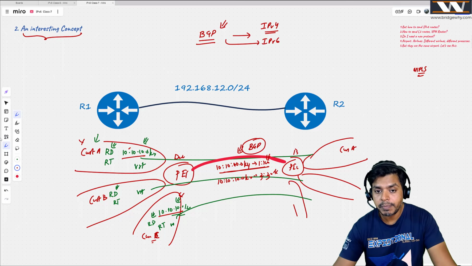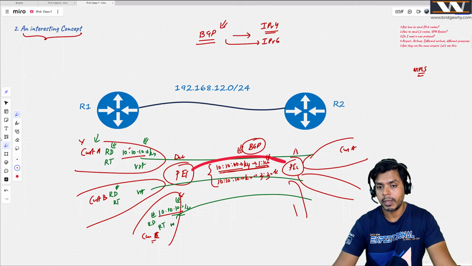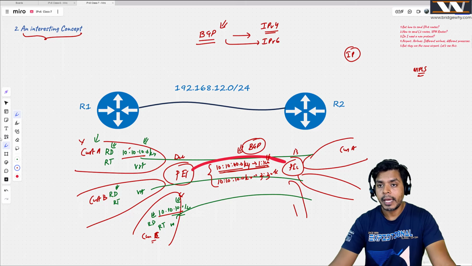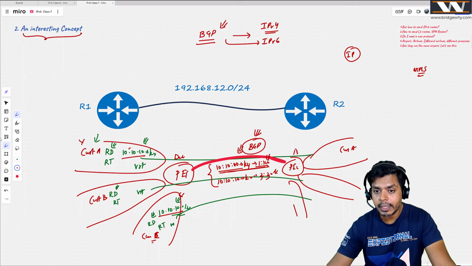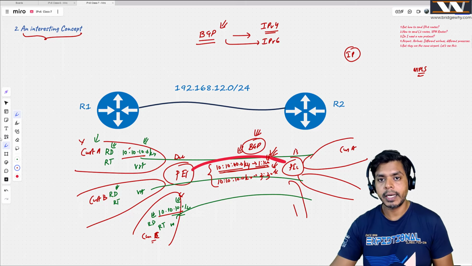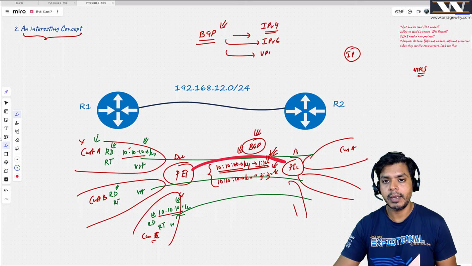But normal BGP cannot take this route with this RD value because normal BGP can take only IP addresses. And that is why BGP has extra capability. It can take this route also, believe me guys. But these routes come into the category which is known as VPNv4 routes. There are multicast routes also.